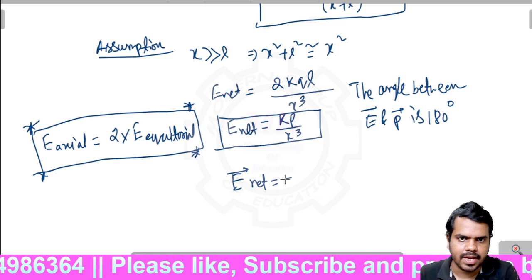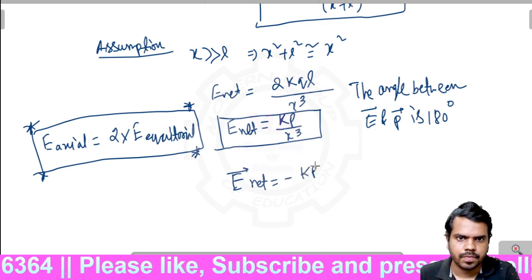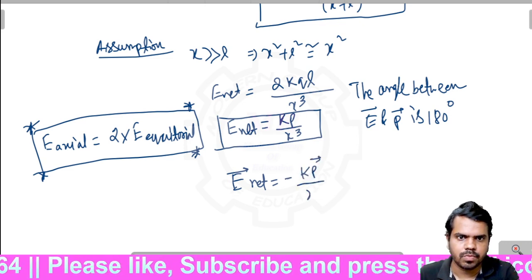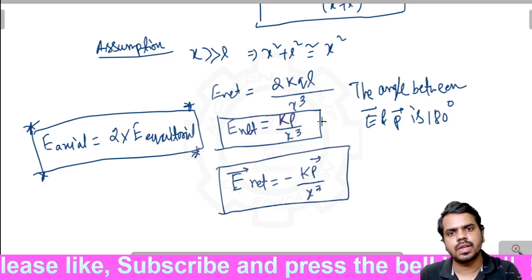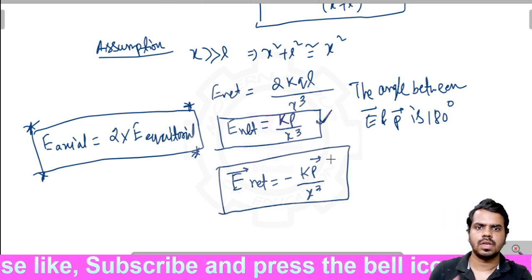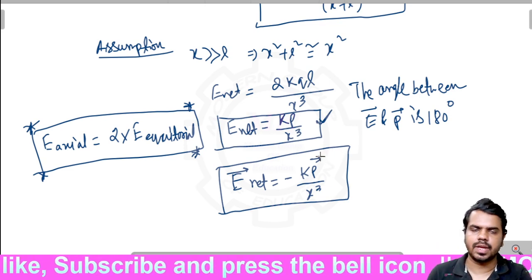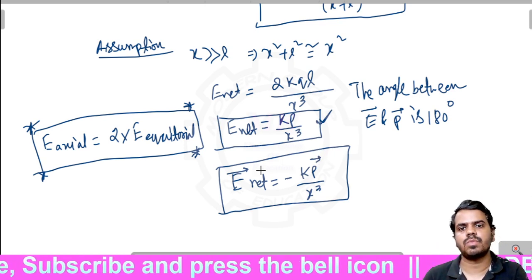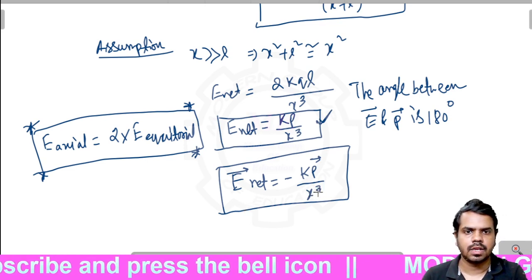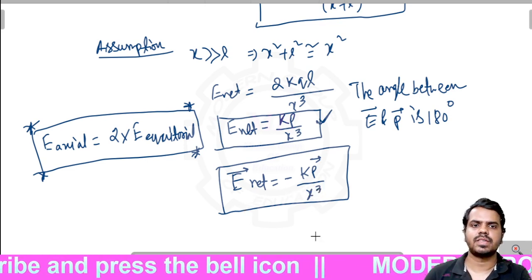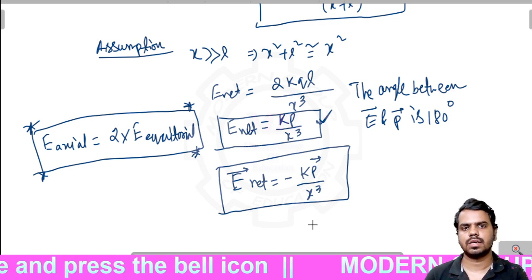an extra minus sign: kp vector by x cube. If you want to write the scalar form, then this is the right form, because in scalar form we do not apply the direction, but in vector form you have to apply the vector direction, and you have to write that E net will be minus kp by x cube. That means 180 degree angle. Clear?